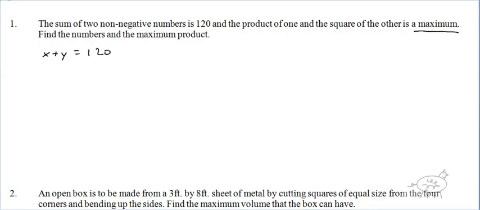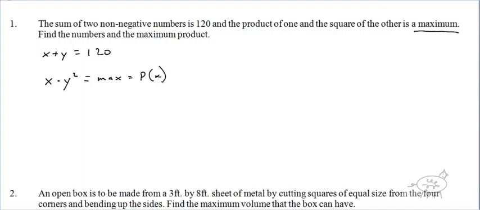And then the product of one. We'll say x is one of them, it doesn't really matter, and the square of the other. So x times y squared is equal to a maximum, and we'll call it a function, p of x. It doesn't really matter.